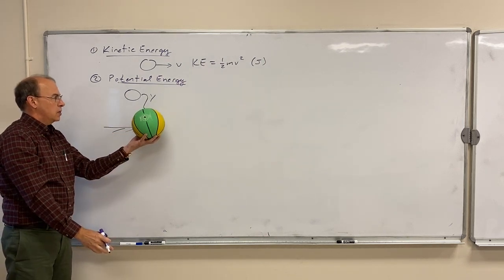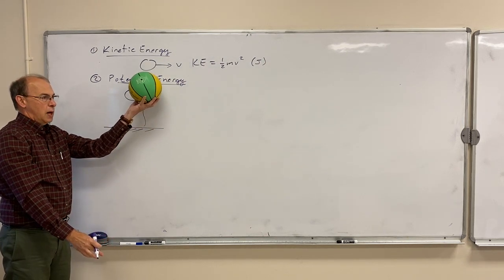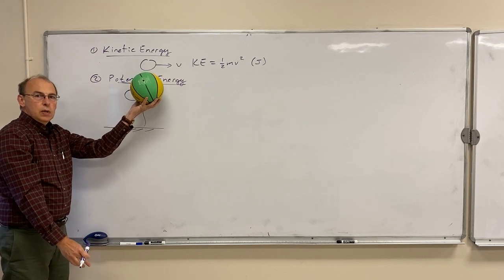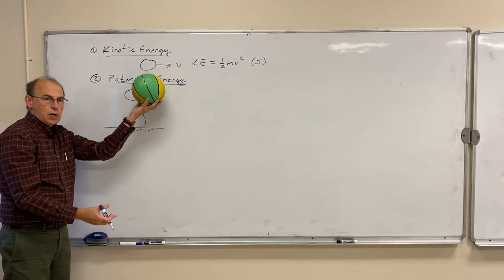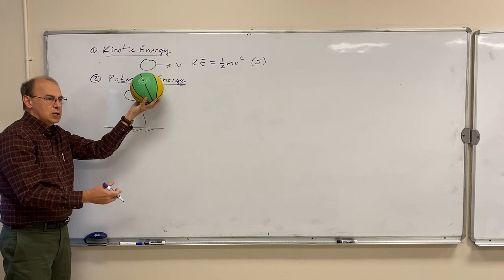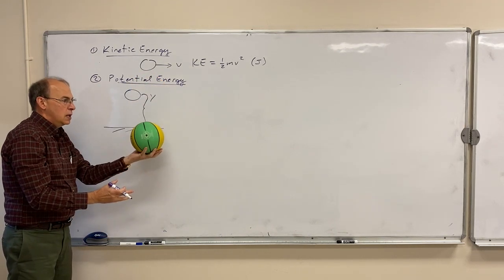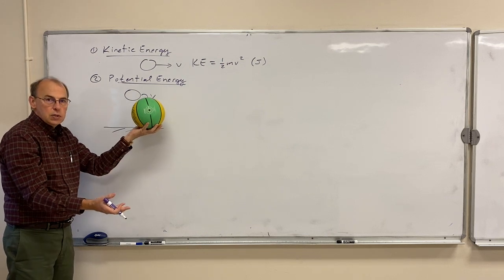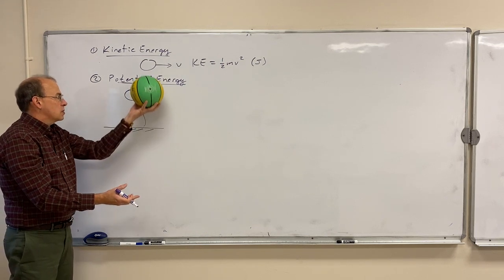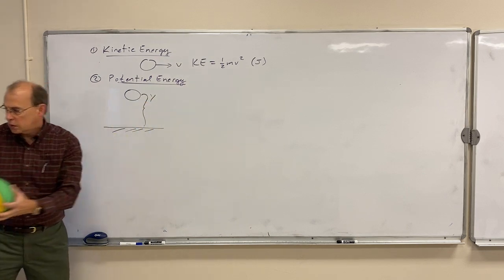So I start with it here, and I lift it up through some height here. So even though it doesn't have any velocity, it still has energy. It has the potential to do work. If I were to release it, it could gain some energy, some kinetic energy, for example. So we say it has gravitational potential energy.